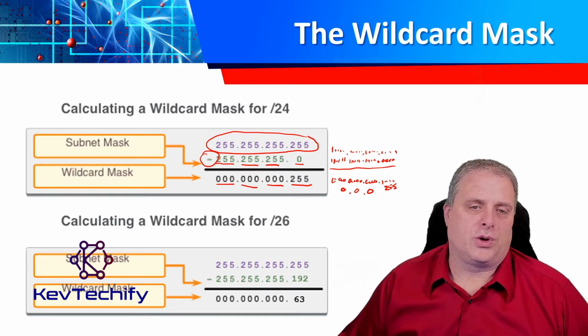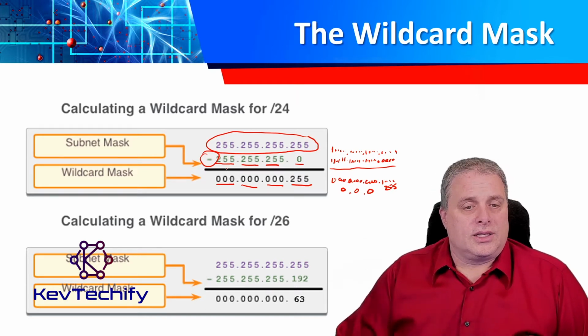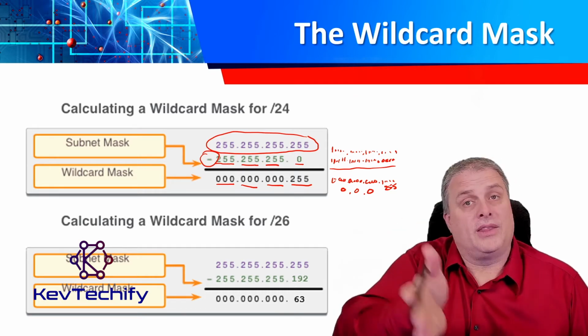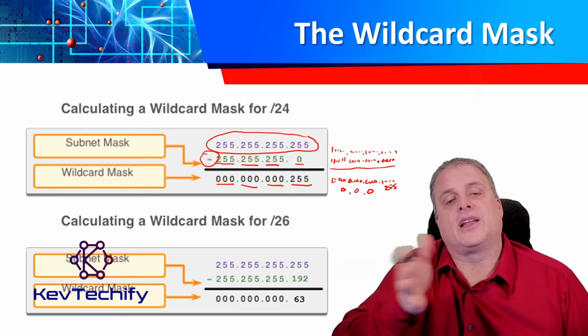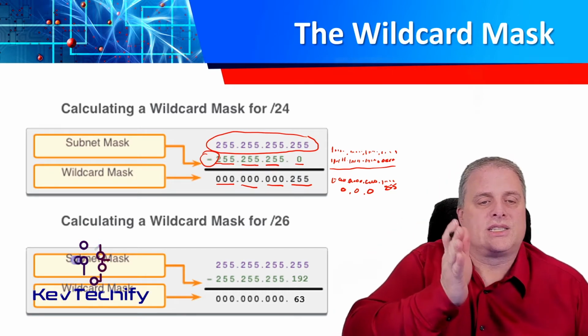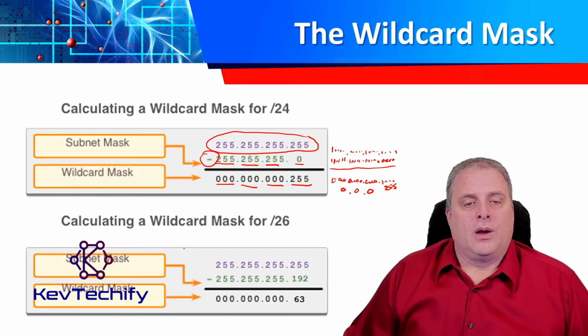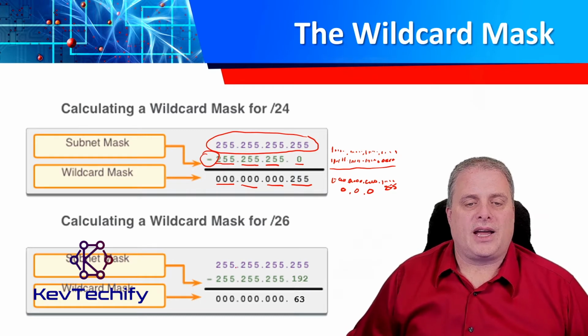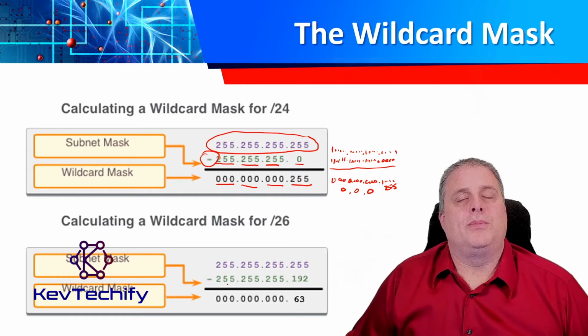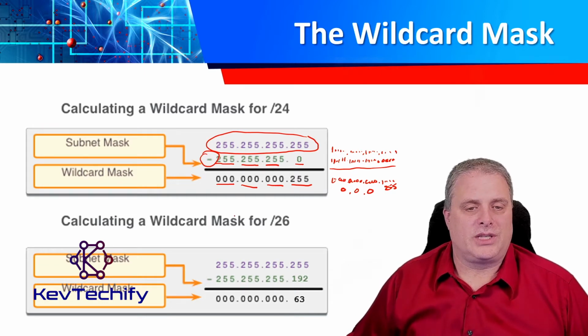That's how we get it. A lot of people use the shortcut method over here. Now, let's take a look. Instead of doing something on the class full, let's do something on the class list. Let's take a /26. What we do is we write down our 255s for the 4 octets. Then we write down our subnet mask in dotted decimal notation.